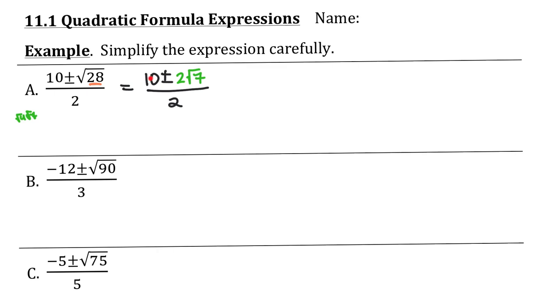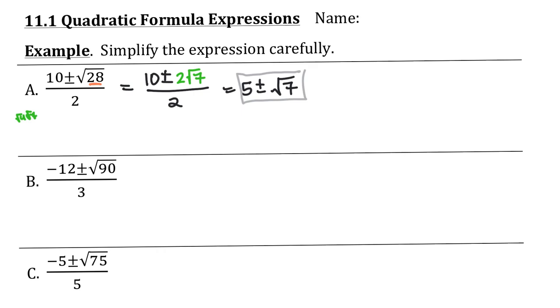saying I can either add them and then divide, or I can divide each term separately as long as I divide both of them. Okay, if I do 10 divided by 2, that simplifies down to 5. I'm going to bring down the plus and minus. If I do 2 square root 7 divided by 2, 2 divided by 2 is 1, which leaves me just with square root of 7. So if I got an answer like this from the quadratic formula, if I simplify it, it simplifies to 5 plus or minus square root 7, which is a much nicer answer than the original expression I was given.